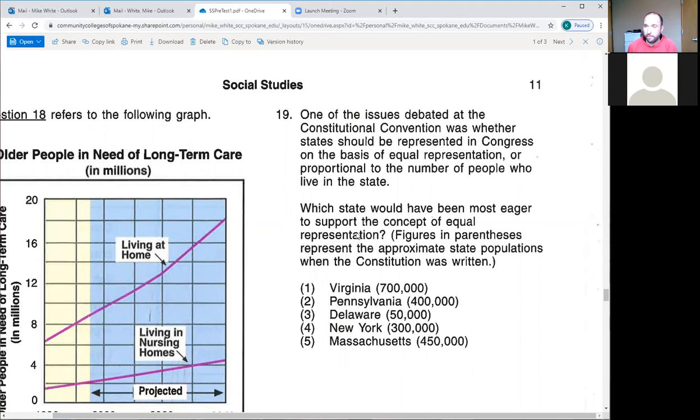If they were to have representation by population, Delaware would have very few people and everyone else would have a lot more. States like Delaware, or other states that were very small comparatively, really wanted equal representation because they didn't want to get overridden by all these other bigger states.